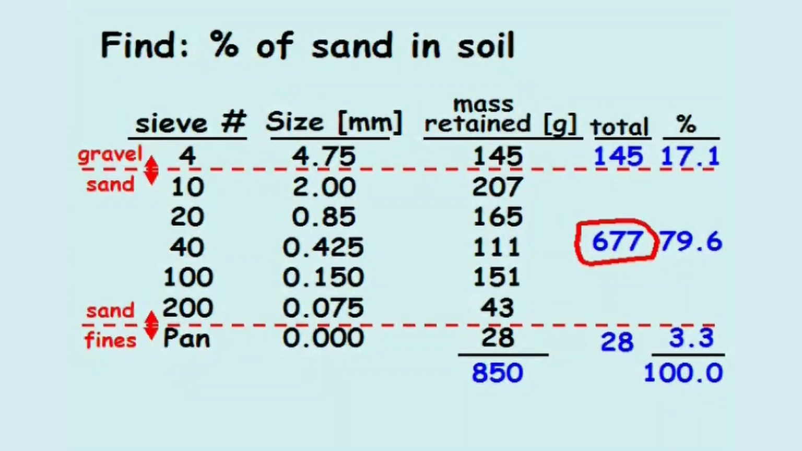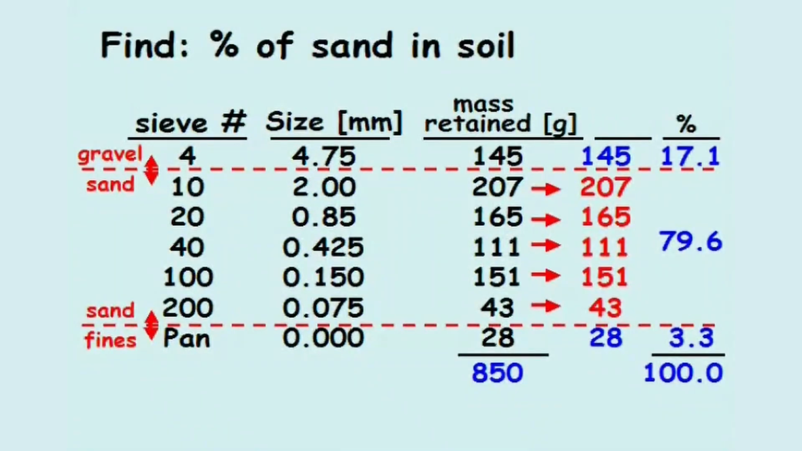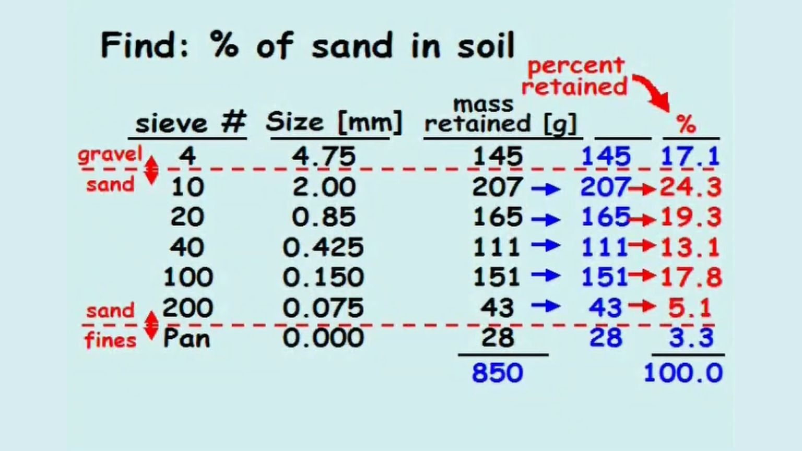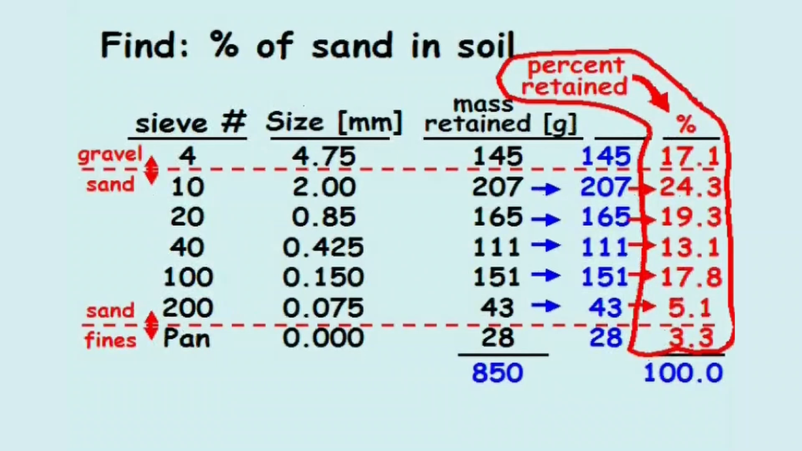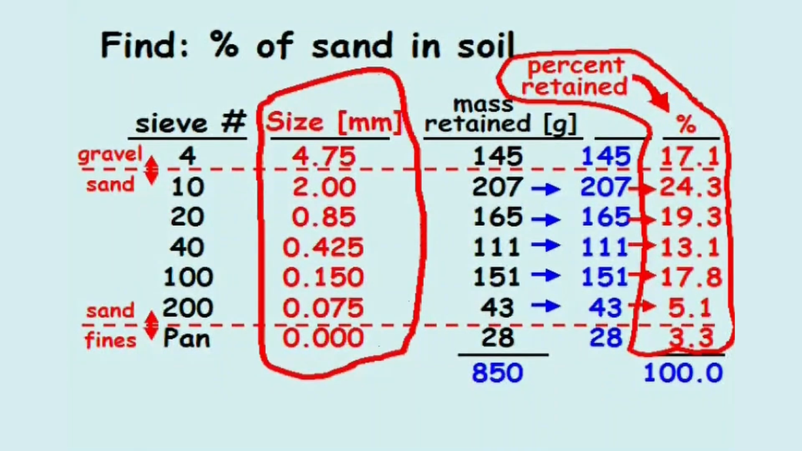We first look at the mass retained on each individual sieve and calculate the individual percentages by dividing by 850 grams. The last column shows us the percent mass of the soil sample retained on each sieve. Remember, we're trying to determine the cumulative percent of soil passing each sieve. So let's start a new table and copy over the 2 columns in red, the size and the percent retained.